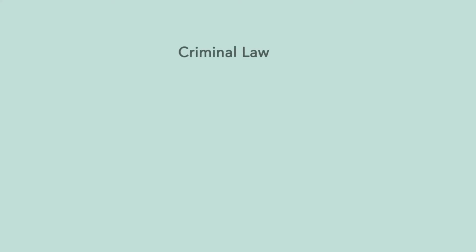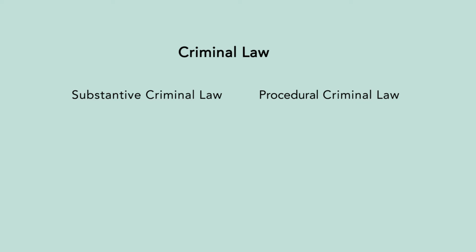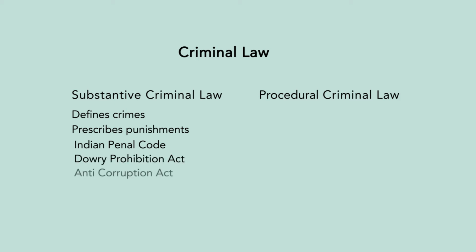Criminal law is usually divided into two aspects. One is substantive criminal law, the other is procedural criminal law. Substantive criminal law refers to that part of criminal law which defines crimes and which prescribes punishment for these crimes. The most major statute in this relation is the Indian Penal Code. And there are certain other laws in this area, for example, Dowry Prohibition Act, Anti-Corruption Act, Domestic Violence Act and so on.